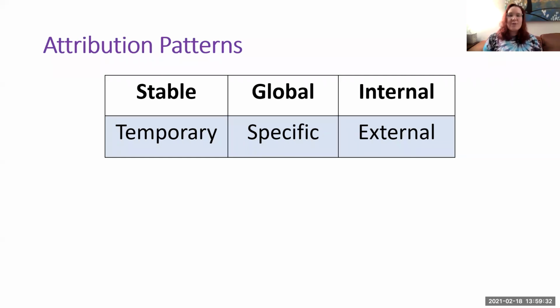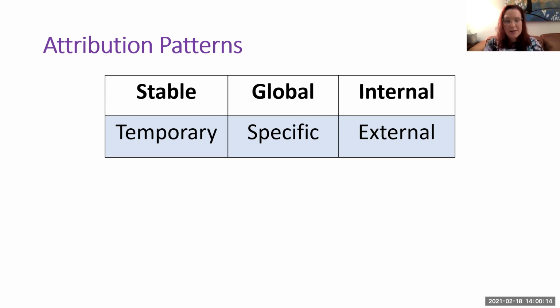Now, when we are making attributions, most of the time we find that they follow particular patterns. So, for instance, we will judge any particular behavior's explanation as being one or the other of these three different balances. We either think that the cause of their behavior is stable, meaning that cause is always going to be present, or temporary. We might think this person is out of a job because of a pandemic right now. That's a temporary cause.